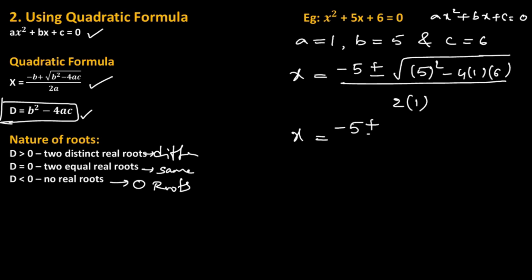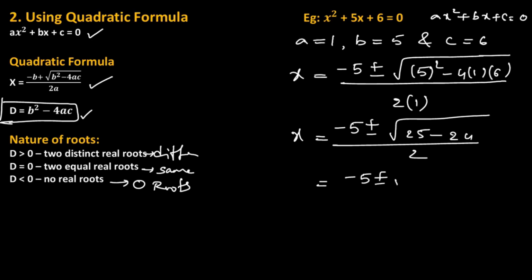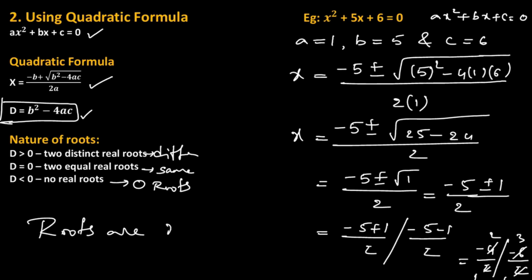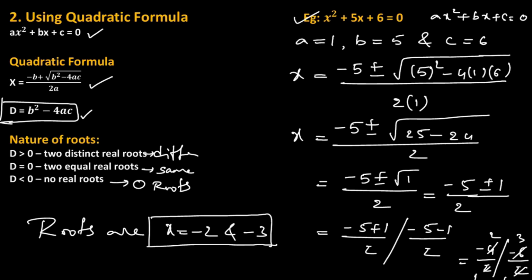So x is equal to minus 5 plus or minus square root of 25 minus 4 into 6, which is 24, divided by 2. Minus 5 plus or minus square root of 25 minus 24, which is 1, divided by 2, which is equal to minus 5 by 2 plus or minus 1 by 2. Now minus 5 plus 1 by 2 or minus 5 minus 1 by 2, which is equal to minus 4 by 2 or minus 6 by 2. So the roots are x is equal to minus 2 and minus 3. The same roots came as when we solved the same quadratic equation using the factorization method.